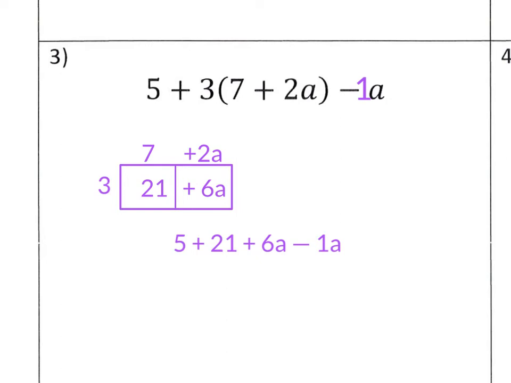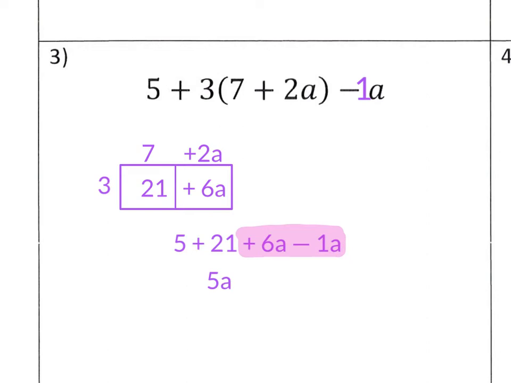So remember, I always look for standard form, so looking for variables first. I see a 6a minus 1a, and then I see the 5 plus the 21. So I know that I need two colors, and I'm going to start with the 6a minus 1a. So 6a minus 1a combined to become, in our calculator we can put the 6 minus 1. 6 minus 1 gives me 5.